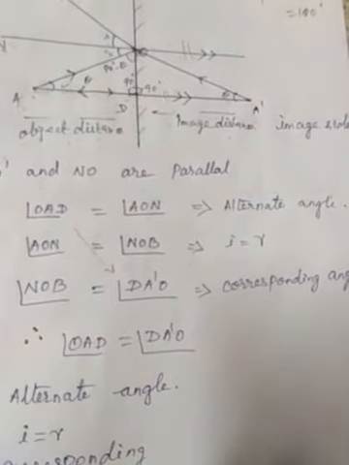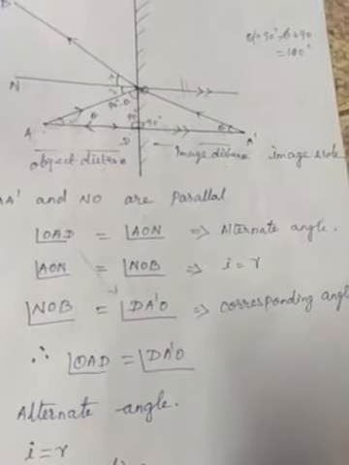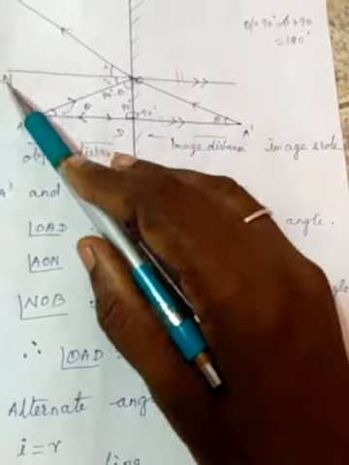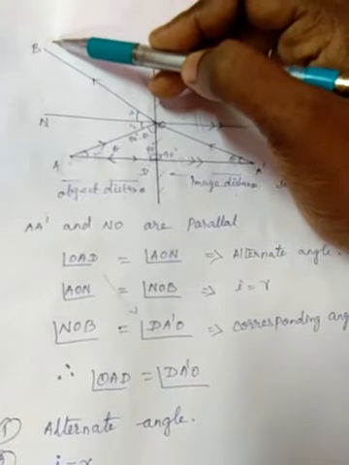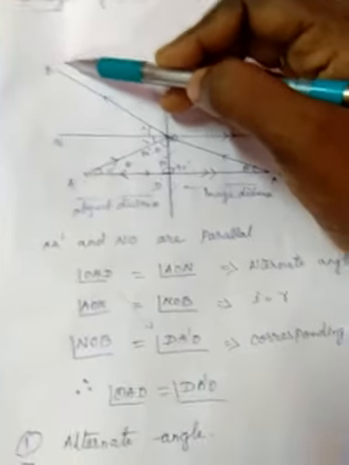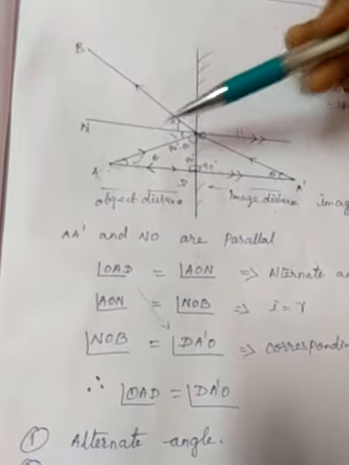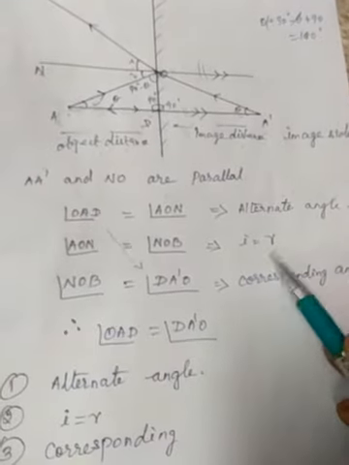Next, we take the incident angle and the reflected angle. AON is equal to NOB, an equal angle. Why do we say i equals r? Because both angles are equal, so i equals r.